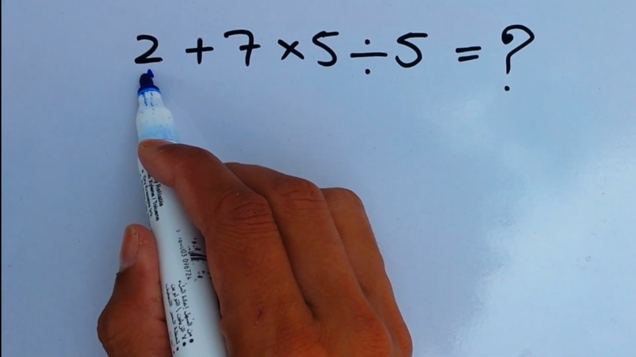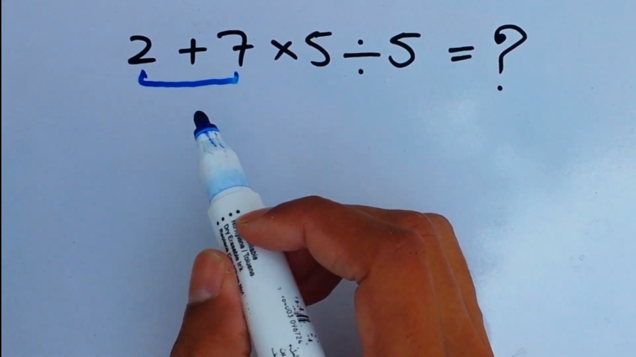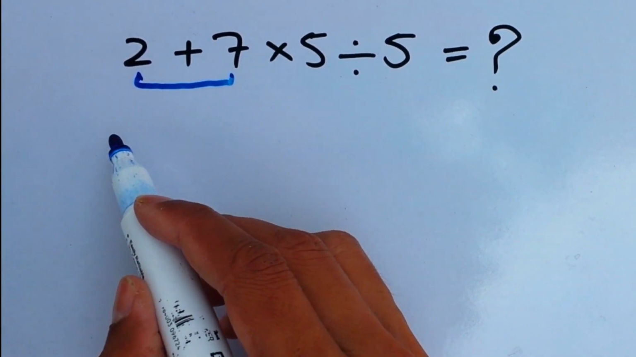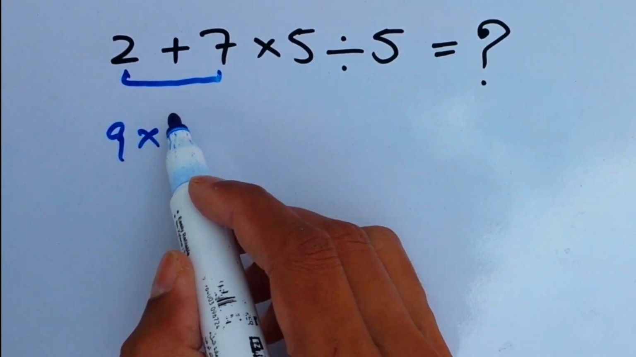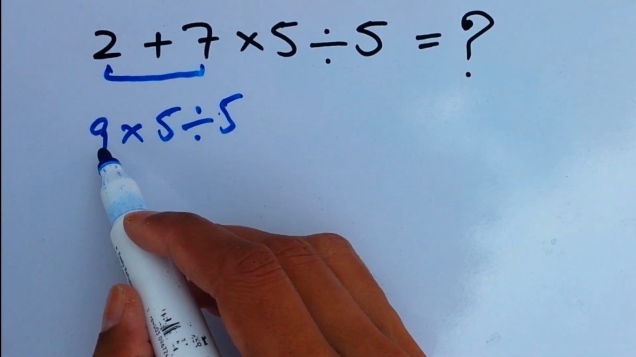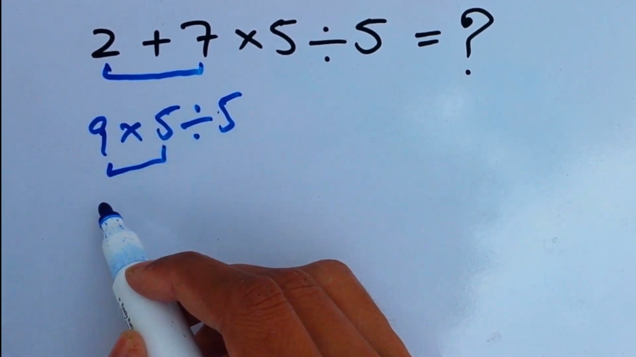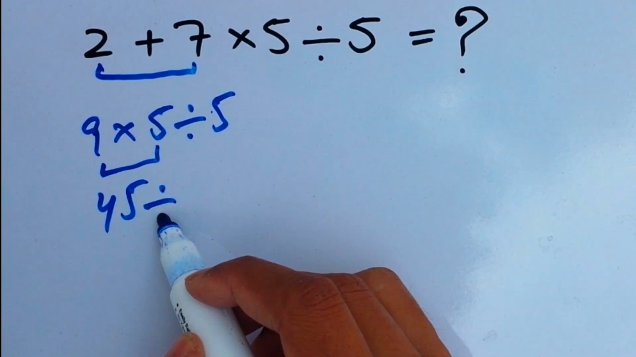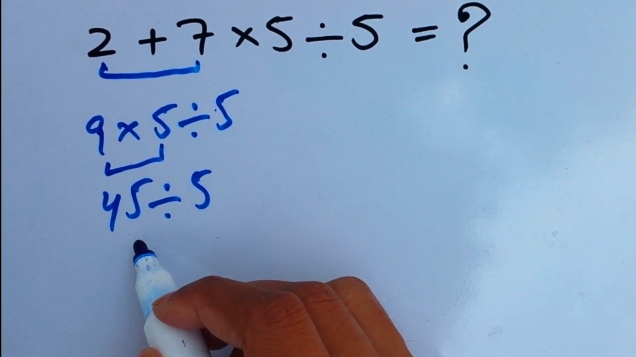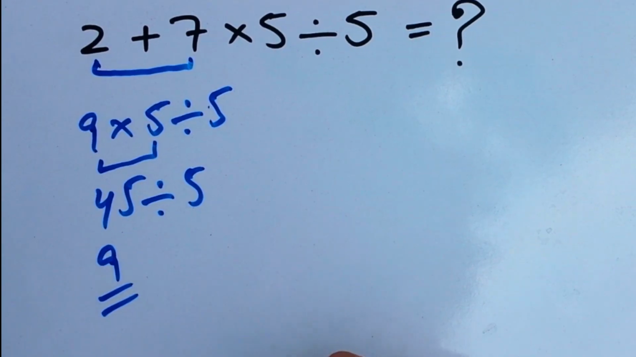If we add first, ignoring order of operations and going left to right, then 2 plus 7 equals 9, times 5 divided by 5, right? Now 9 times 5 equals 45, divided by 5. Now 45 divided by 5 equals 9, right?